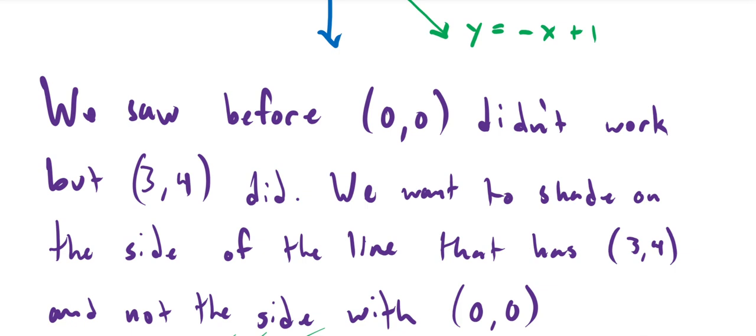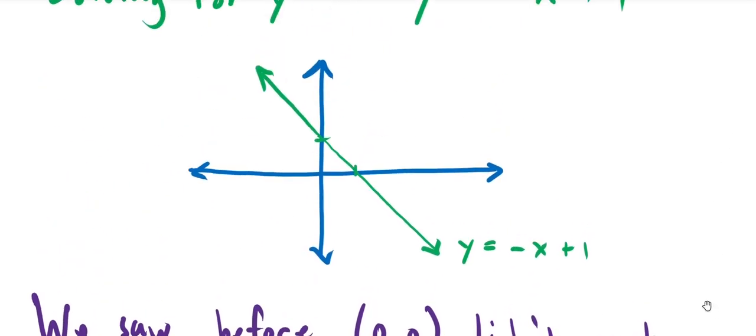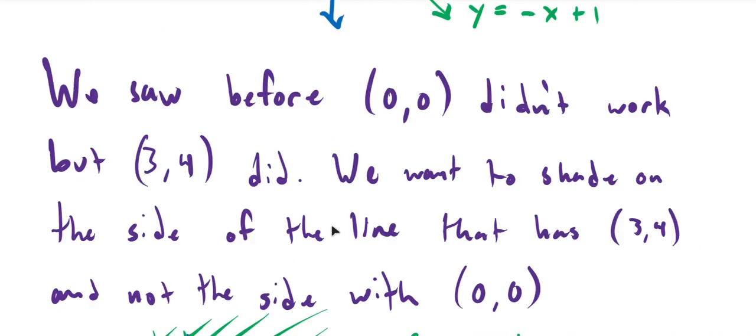Now, we saw before that the origin 0, 0 did not satisfy this inequality. So when we go to shade these two regions, notice that the graph is sort of cut in half by this green line. There's a half over here and a half over here. It turns out that we really don't have to check anything more than 1 point on either side. 3, 4 is over here. We found out that worked. But also 0, 0 is over here, and we found out it didn't. So we're just going to want to shade on the side that has 3, 4 and not on the side that has 0, 0.